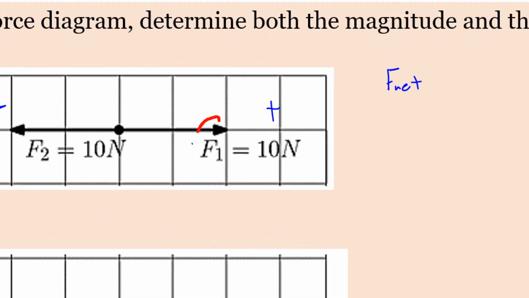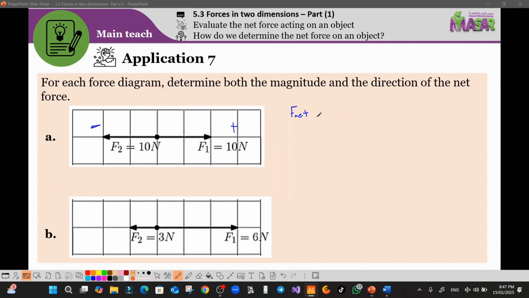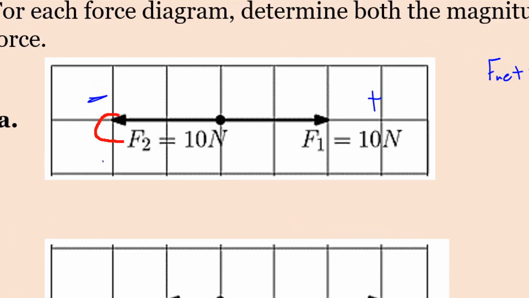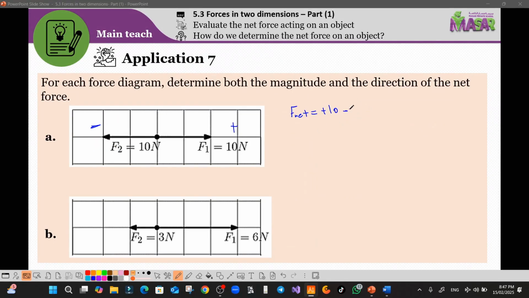Now the direction of this force is to the right, so I would write it as plus 10. And the direction of this force is to the left, so I would write it as minus 10. So the final answer is 0. This is the magnitude of this net force. What about the direction? Whenever the F net is 0, it will be meaningless to talk about the direction. No direction for the 0 answer.